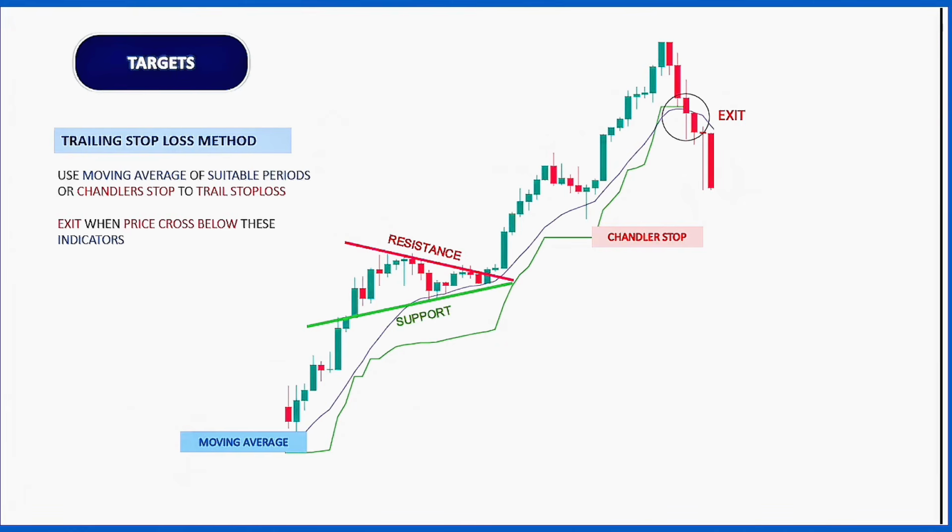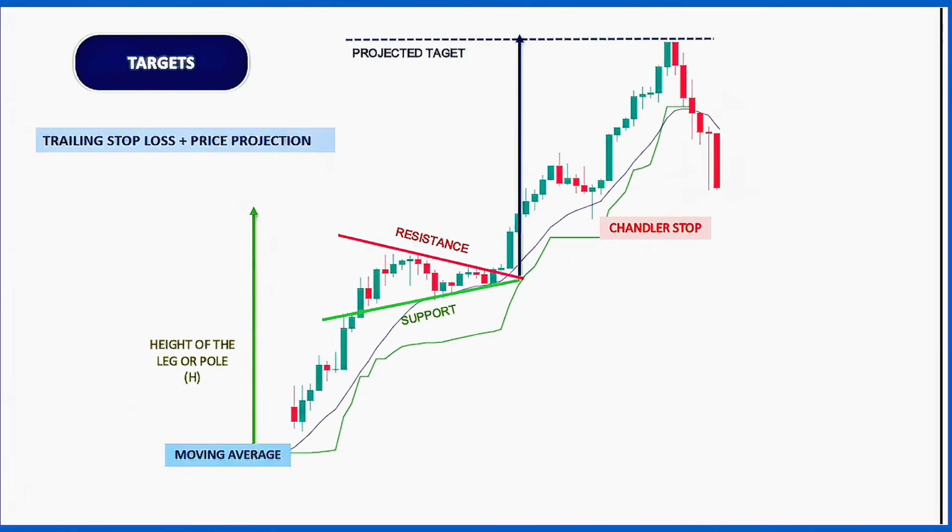A smart way to combine both approaches is to use the projection method to lock in partial profits at your first target. Keep a smaller portion of your position running with a trailing stop to capture larger trends. This method can reduce psychological pressure and help you avoid major losses, even if the price reverses.